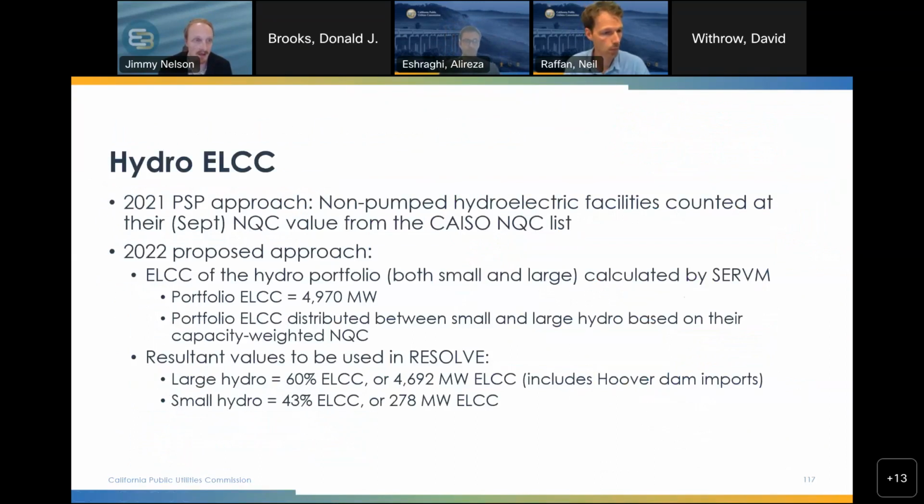Hydro ELCC. We performed another SERVM simulation to measure the total portfolio ELCC of hydro, the combination of both small and large, and that number came out to be 4,970 megawatts and was distributed across large and small hydro based on their capacity weighted NQCs. Next slide.